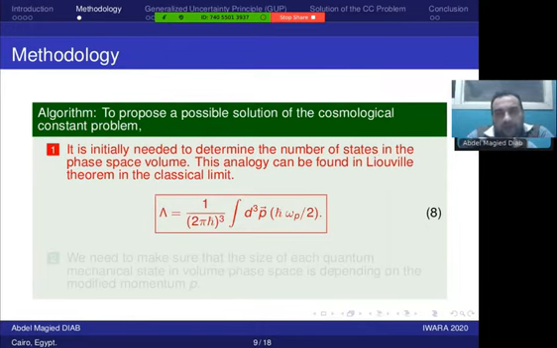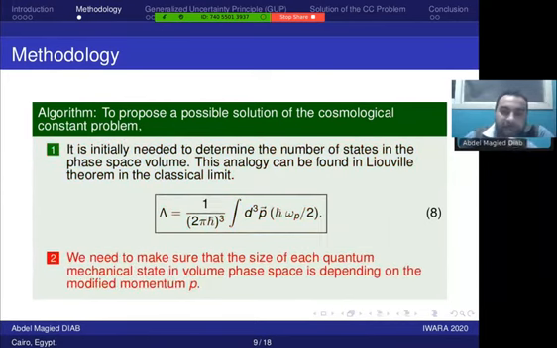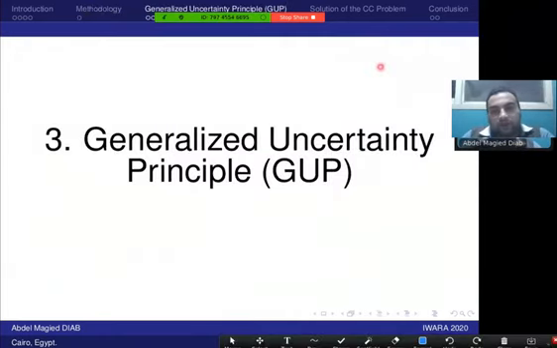By using this approach, we can define a new dispersion relation and a new momentum phase space. This analogy can be found by using the Liouville theorem in the classical limit. But we need to make sure that the size of each quantum mechanical state in volume phase space depends on the modified momentum. In other words, the number of quantum states in phase space is assumed to be independent of time.